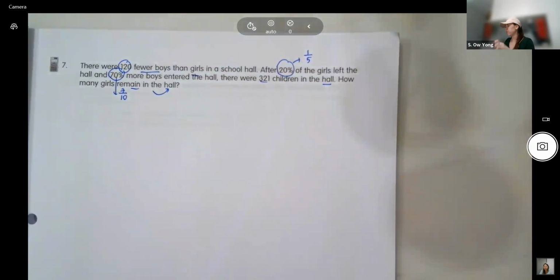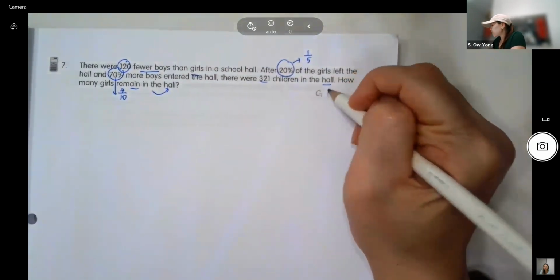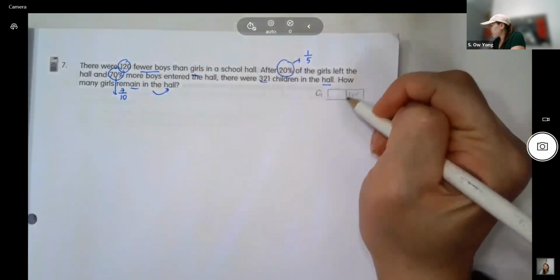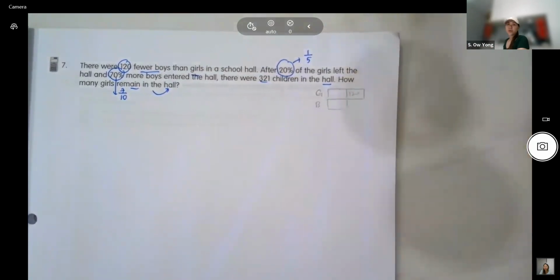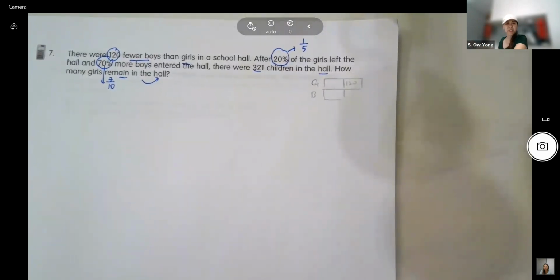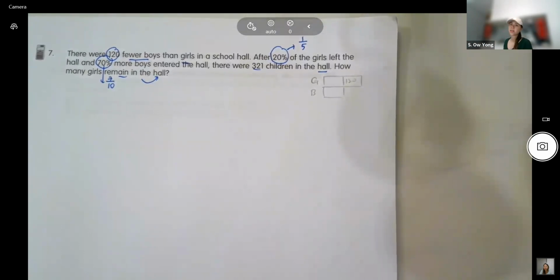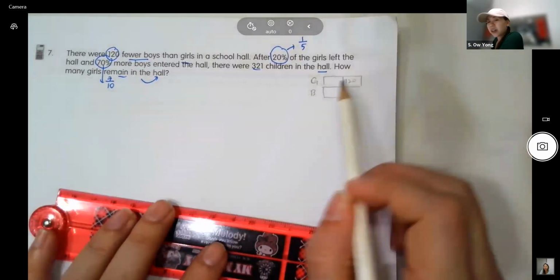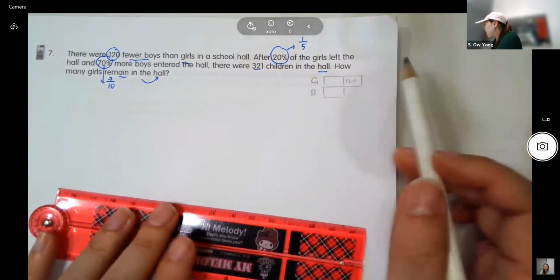In your sketch, you already know that actually the girls have 120 more than the boys. You know that the girls have more. You also know that 1/5 of the girls left the hall, and 70% more boys entered the hall. There were 321 children in the hall. So I am going to do a stack model for you again, because you know this one is model and number, it's distributive again, burgers and fries.